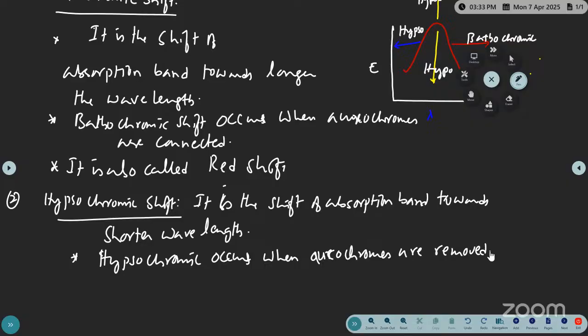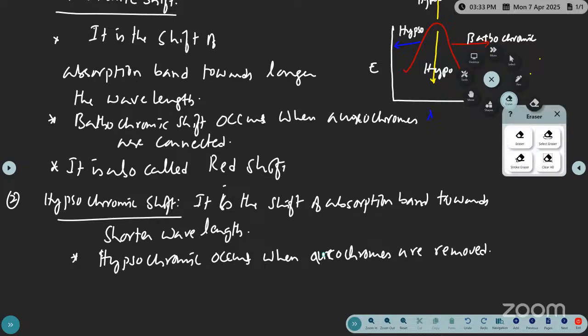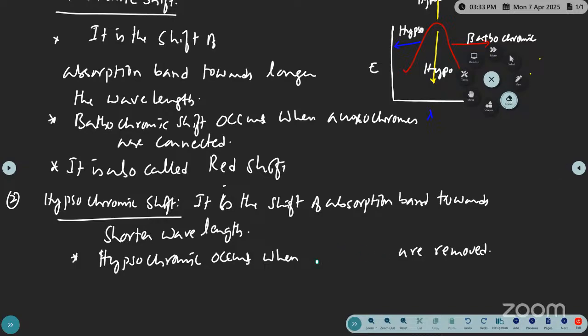When auxochromes are removed from the compound, that band shifts towards the shorter wavelength.